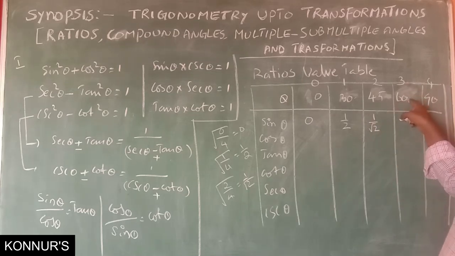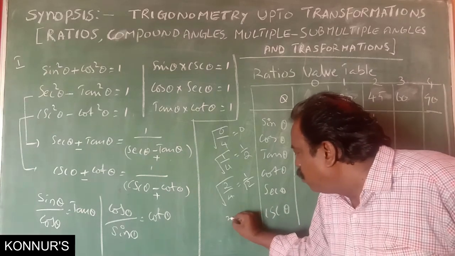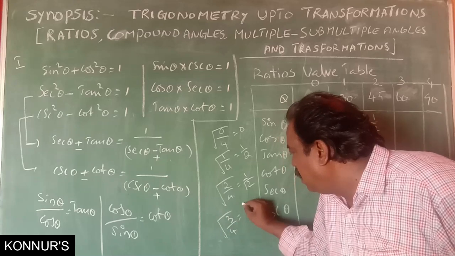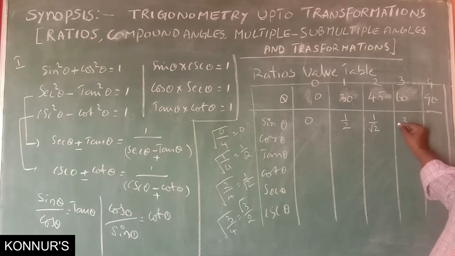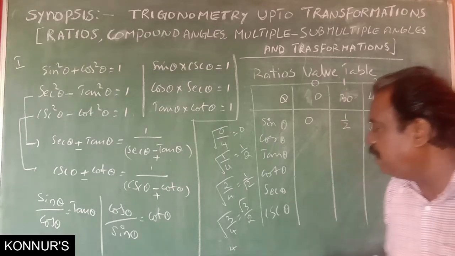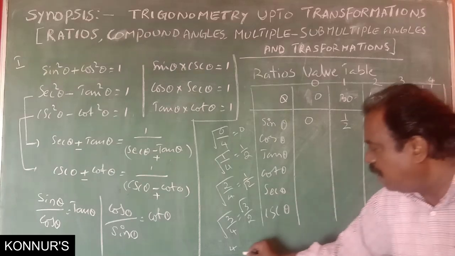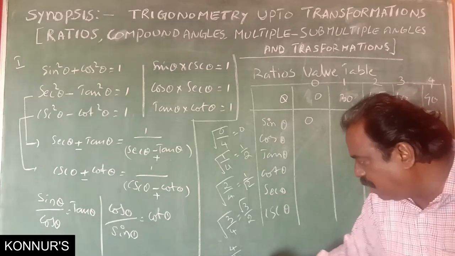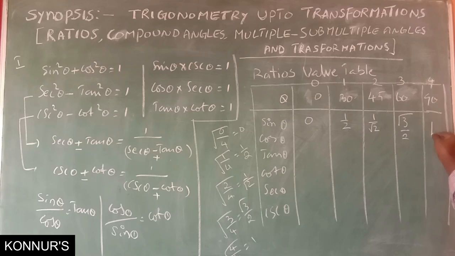For 60 degrees, sin 60, the top of 60 is 3 by 4, the last digit. So it is 3 by 4 with root, which is root 3 by root 4, which is 2. So this is root 3 by 2. Is it clear? And the last one, the digit is 4. As usual, in order to get the sin 90 degrees value, the top of 4 is 4. As usual, we are dividing with the last digit itself, 4. 4 by 4 is root 1, which is 1. So it is 1.